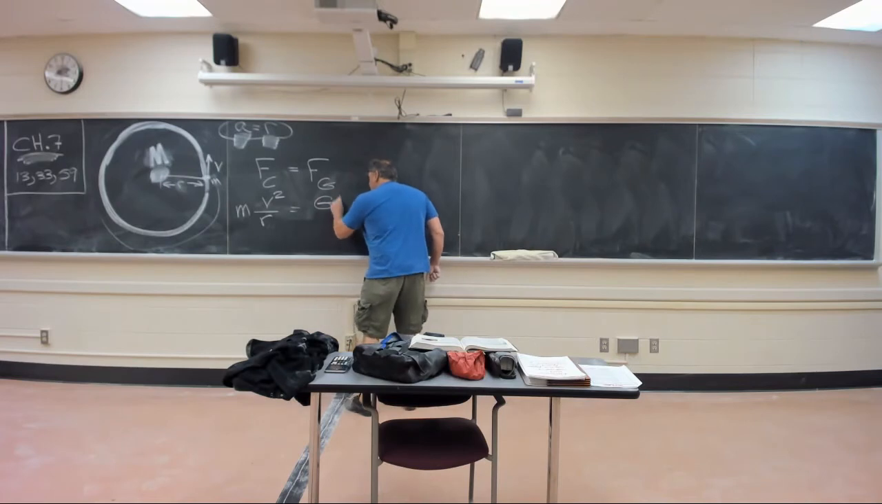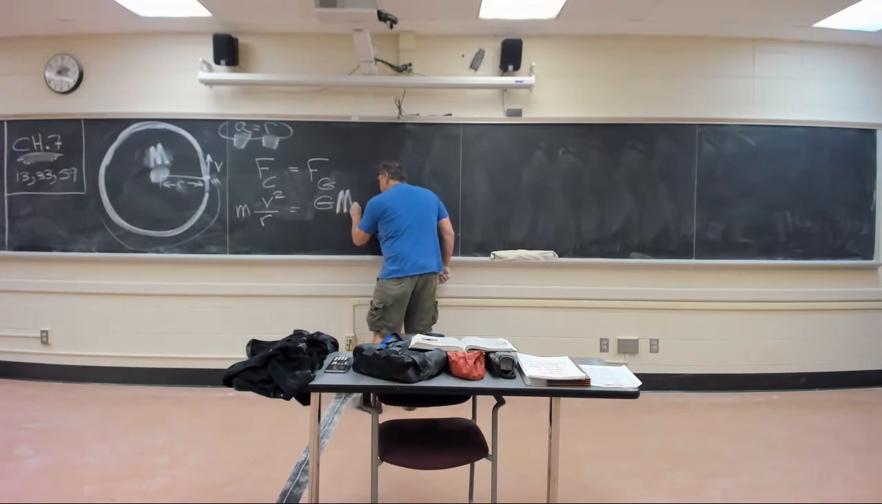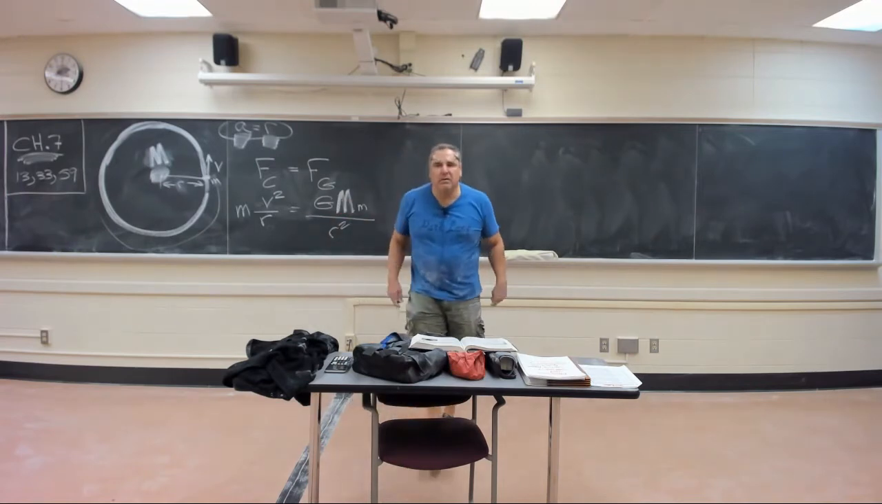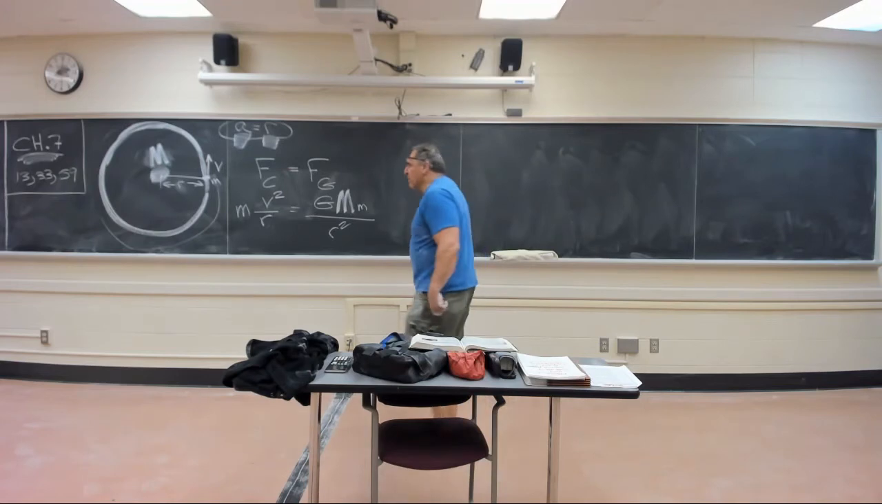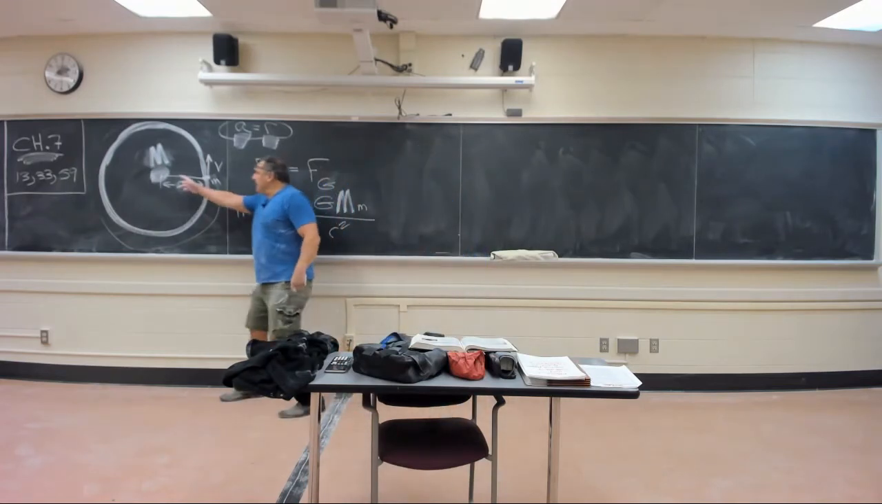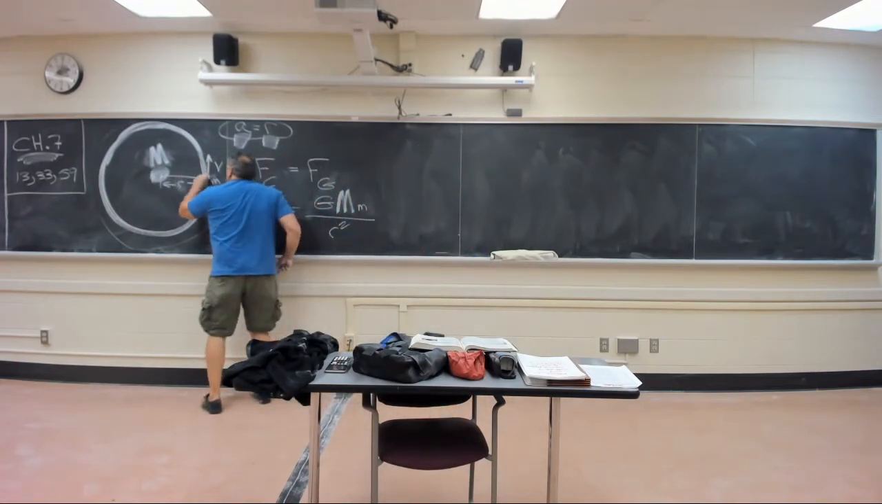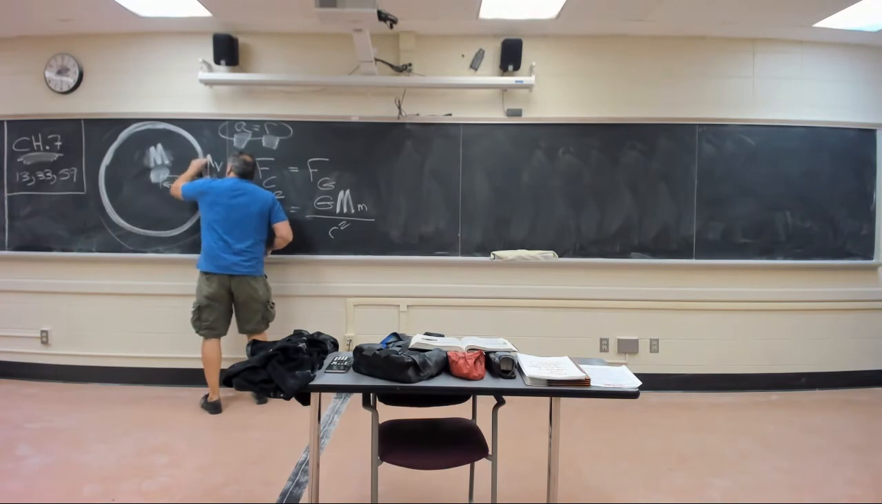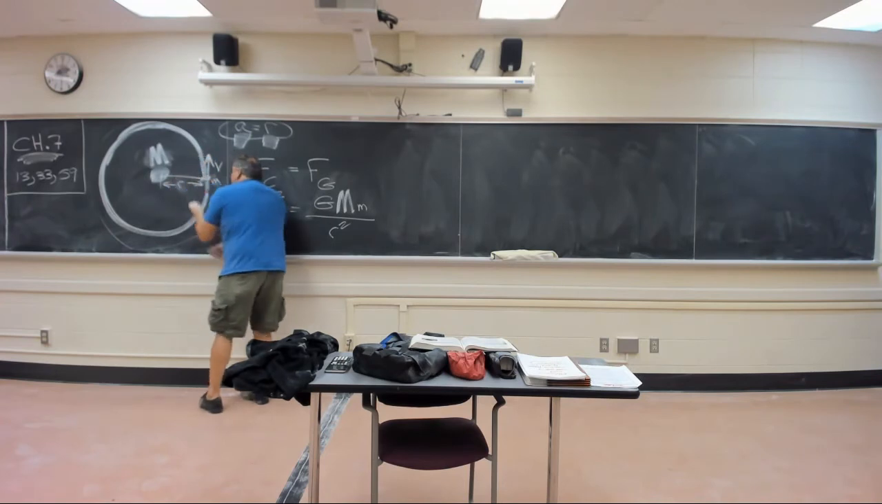How about G, capital M, small m, over r squared? That's what's holding it there. This guy, as it's whipping around, wants to fly out of orbit.